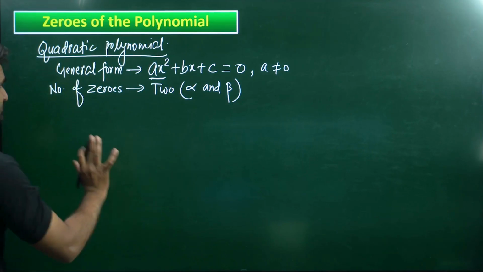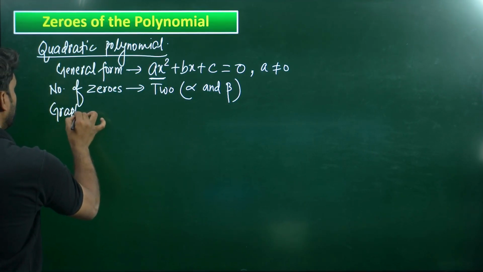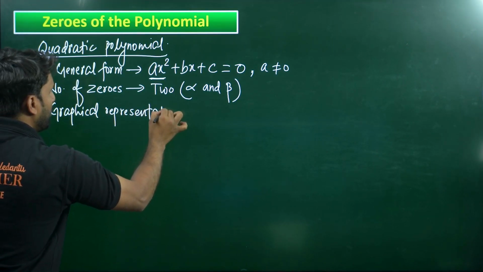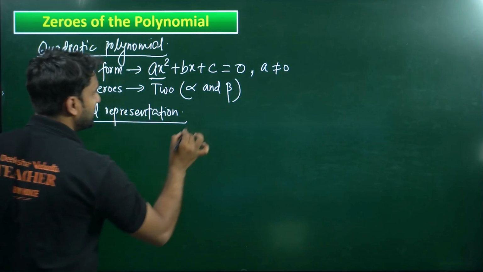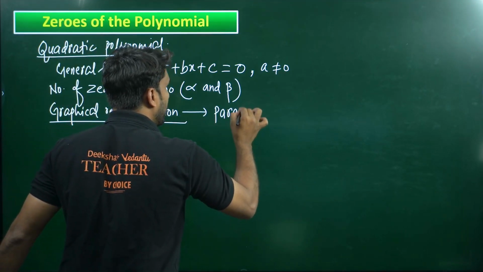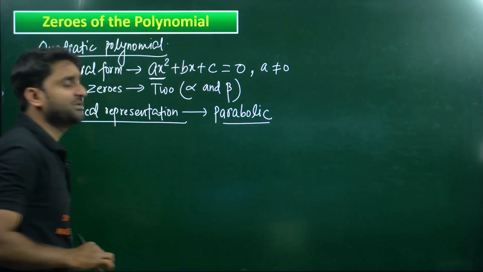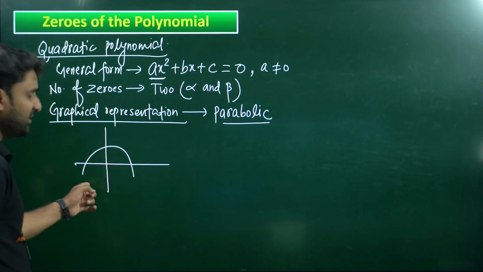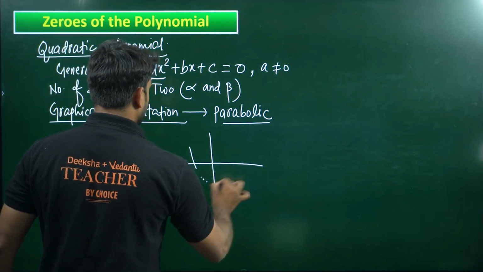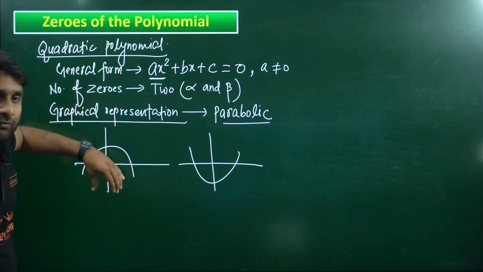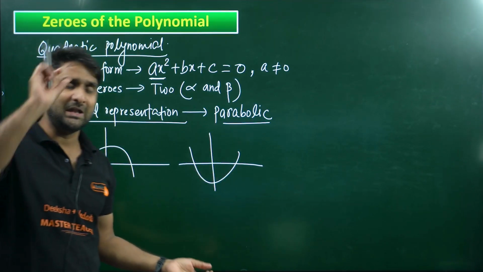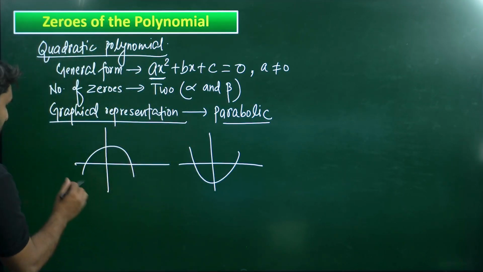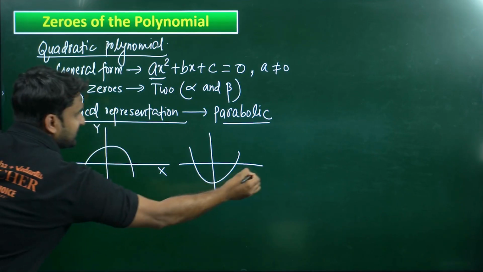Now, if I give you the information about graphical representation, if we draw the graph of any quadratic polynomial, it will give you a parabola. So the graphical representation is parabolic. When you draw a quadratic polynomial, sometimes it may be in this format, and sometimes in this format. Open in downward direction, open in upward direction, depends on the nature of A. I'll be teaching you that when A is positive or A is negative decides upward and downward opening. Okay, so can you see here, this is the x-axis, this is the y-axis.